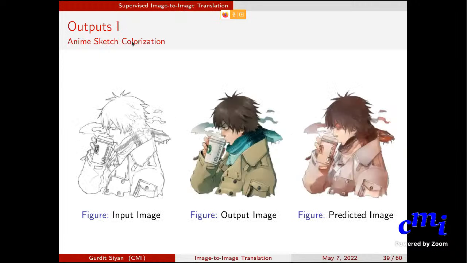For the sketch colorization, there are input and output pairs, which are basically a line sketch and the colorized sketch. We can see that the colors it generates are not exactly the same, but it's a pretty good result.